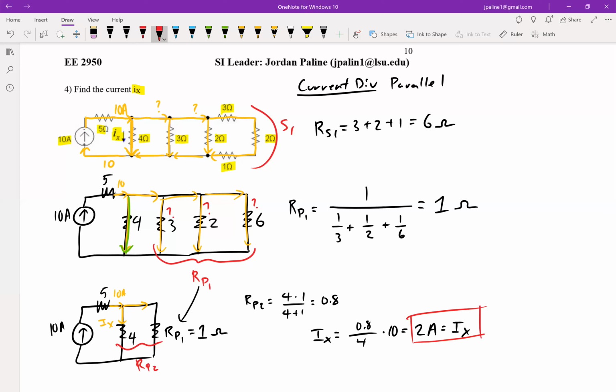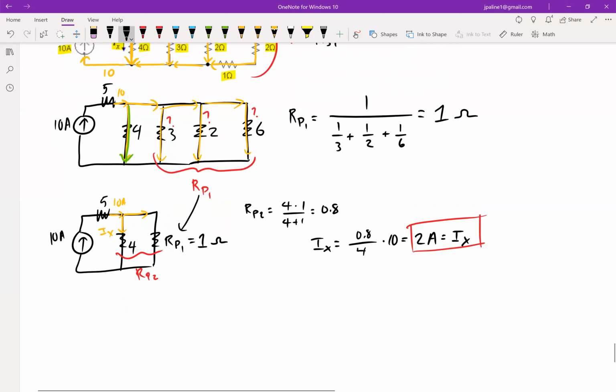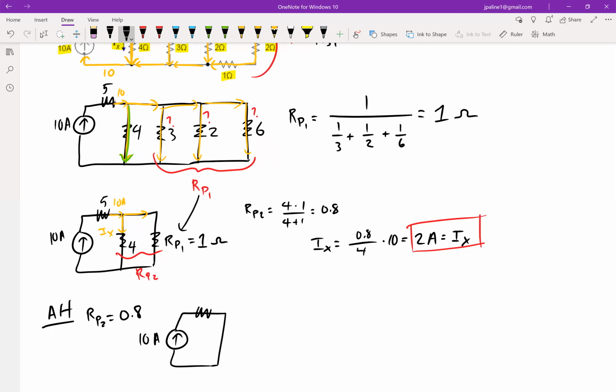So there we are. And I've got a minute left, so I'm going to show you another way you could do it, because you're all trapped here and I'm leading this meeting. All right, so we know that R parallel 2 is 0.8. And this was 10 amps. This was 5, and then this was 0.8. This said R parallel 2 right there.